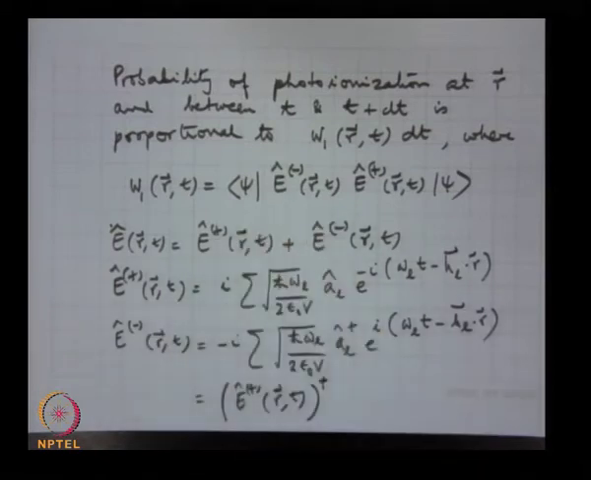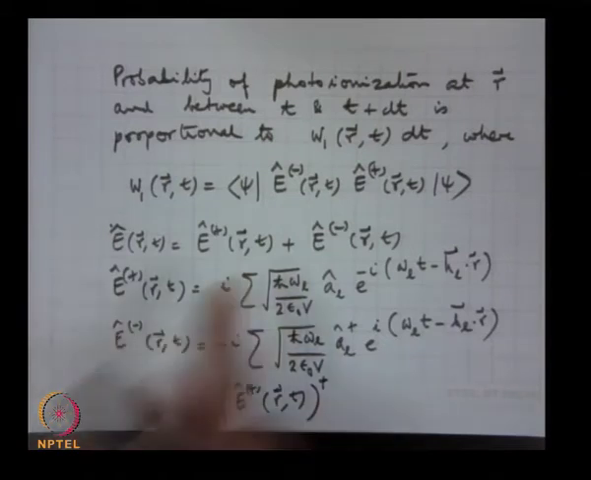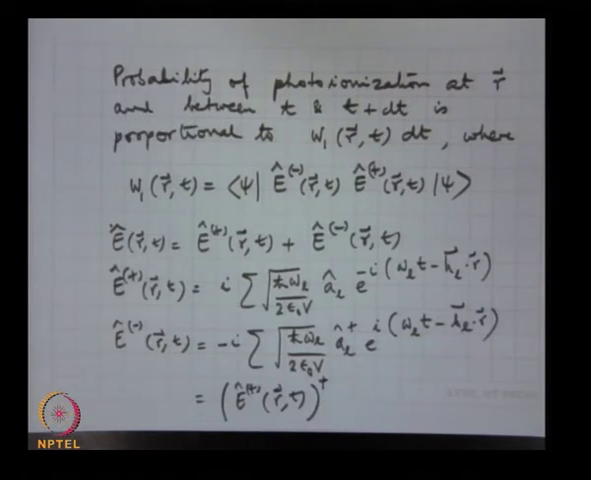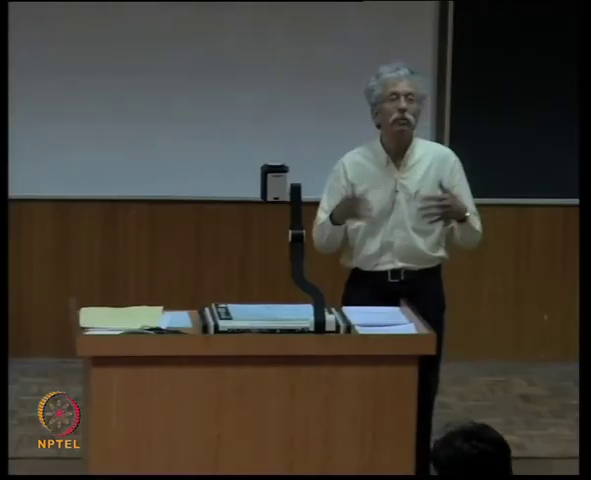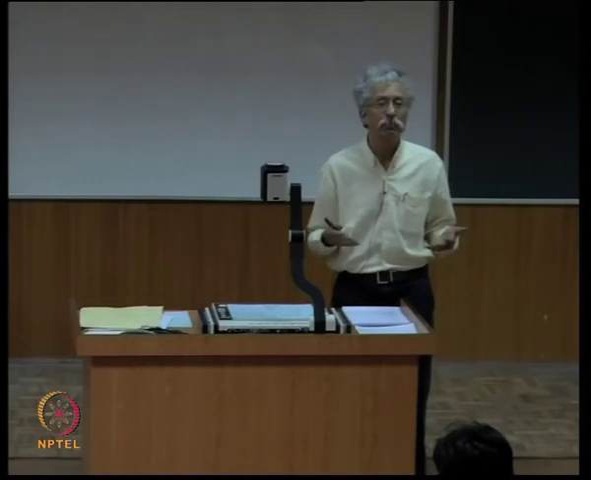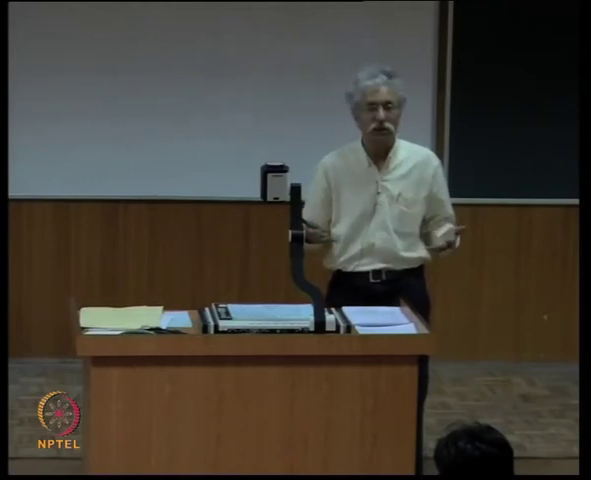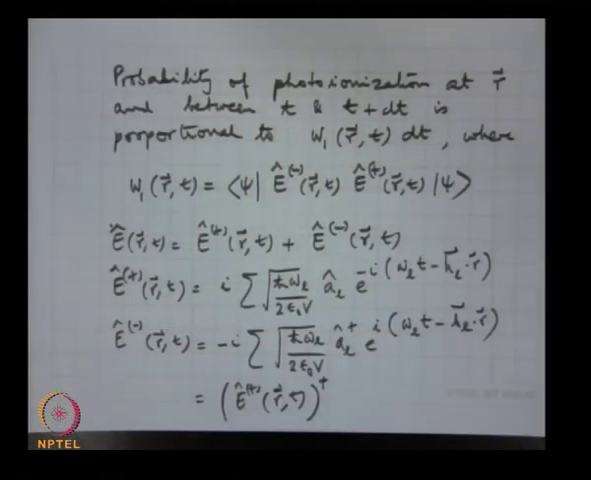This is the probability of photoionization at a position r vector between times t and t plus dt, that is proportional to this W1 of R,t. Please note that it is not the expectation value of E square. Intensity is proportional to the square of the electric field, and intensity gives me the probability of detecting light at that point. The higher the intensity, the greater the probability of detection or photoionization. But this is an expectation value of the product of E minus and E plus.